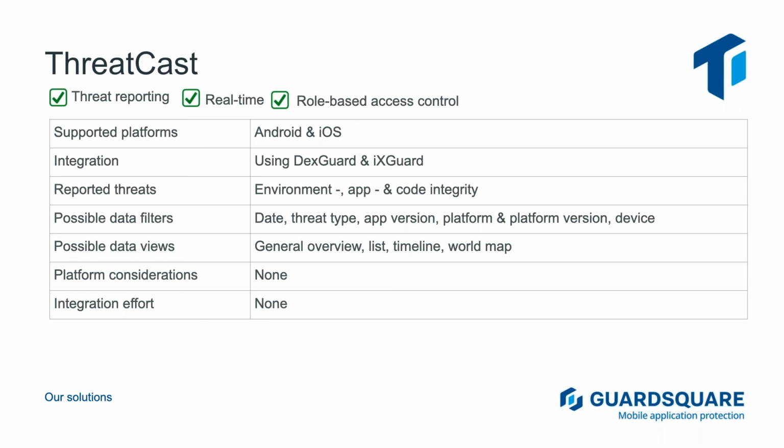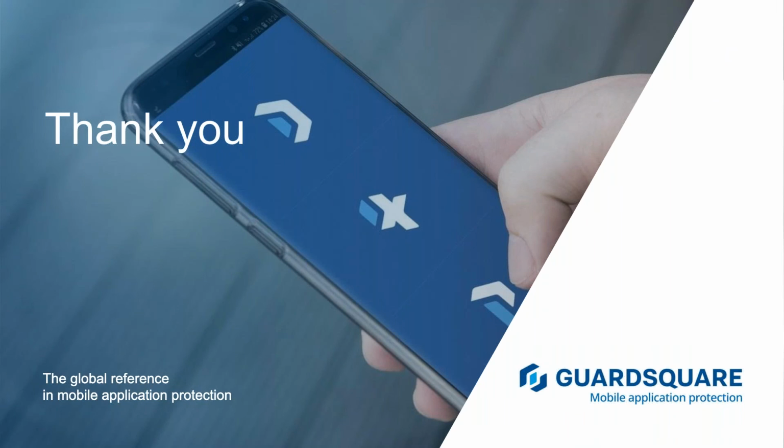We report on breaches against environment integrity, app integrity, and code integrity, and you can monitor the data on different views like a timeline. You can show it on a world map to see what countries the most threats are coming from, and so on. There are no platform considerations actually, and the integration effort is very easy. Simply copy pasting the API key of ThreatCast to the configuration files of DexGuard and iXGuard is sufficient. From there on, the tools will know what to do with them, and they will integrate the proper API calls for you. That's it for our webinar today.